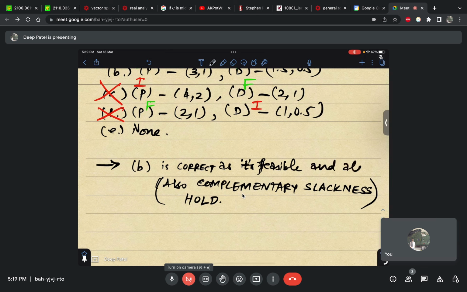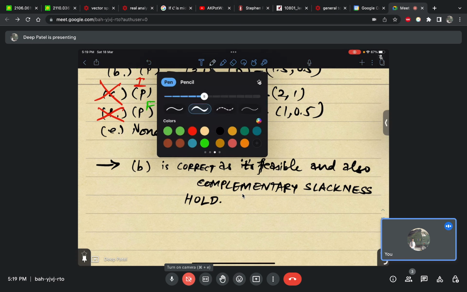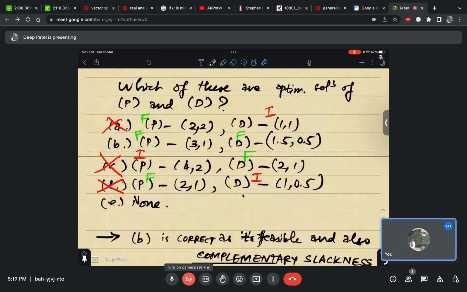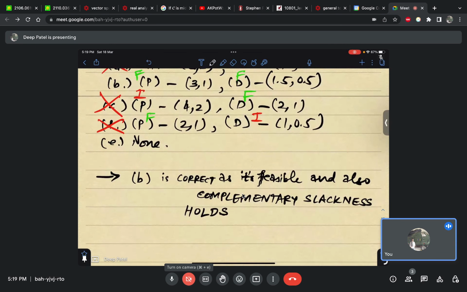Those values have to be equal and they have to be the optimal values, right? Then only the complementary slackness condition holds. So that's why this condition makes sense: we check the feasibility and we say that complementary slackness holds. That means there's only one possibility. They are optimal. Okay.